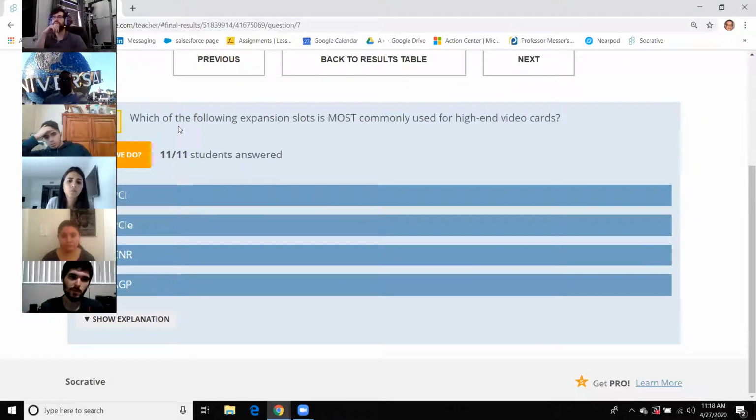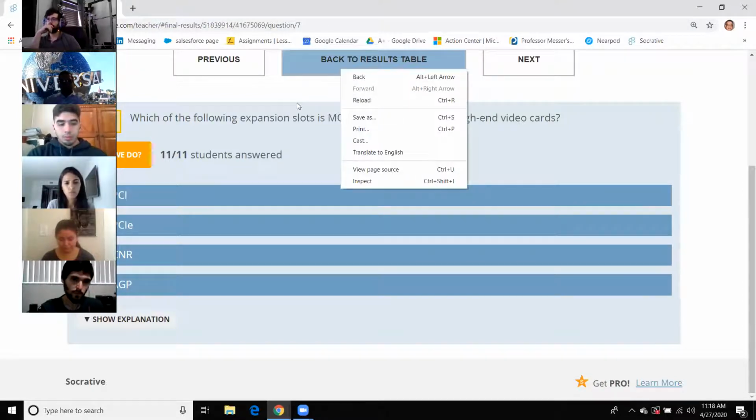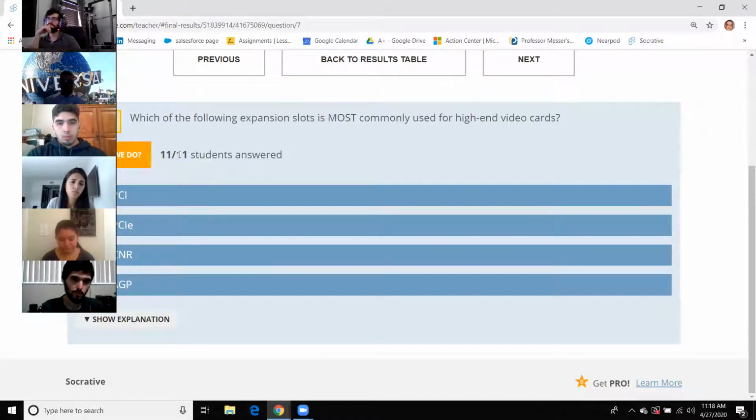Next question, Daniel. Which of the following expansion slots is mostly used for high-end video cards? I put B, PCI Express. Everyone agree? Yeah. PCIe is the latest and greatest. PCI is the older model, and the one in the middle was AGP.